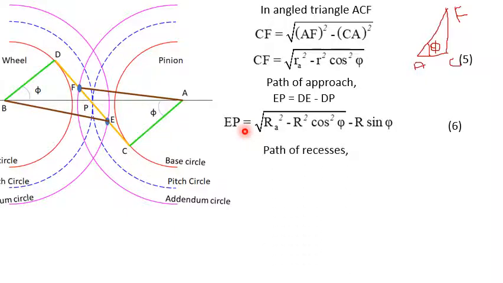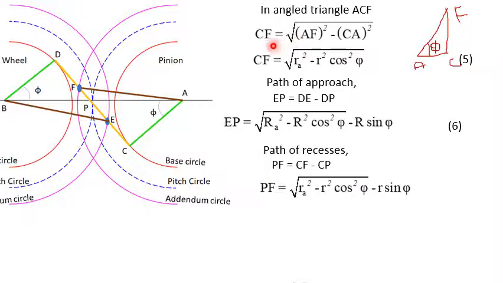Then path of recess. Path of recess is PF. In this figure, PF represents the path of recess. This PF can be written as CF minus CP. CF minus CP gives the path of recess, PF. Here CF is the root of RA square minus r square cos square phi, whereas CP is the opposite side of this triangle ACP, therefore r into sin phi. Call this one as equation number 7.